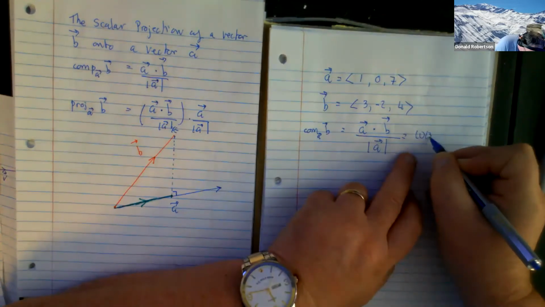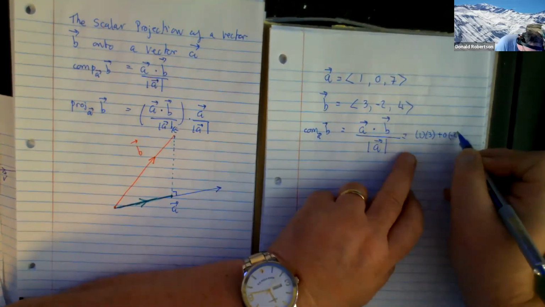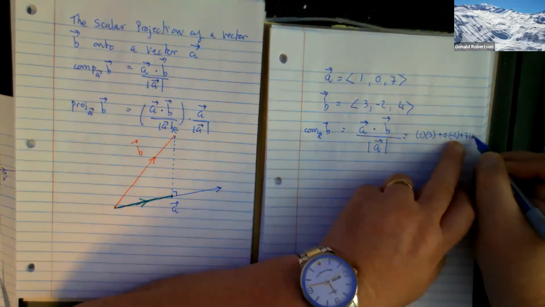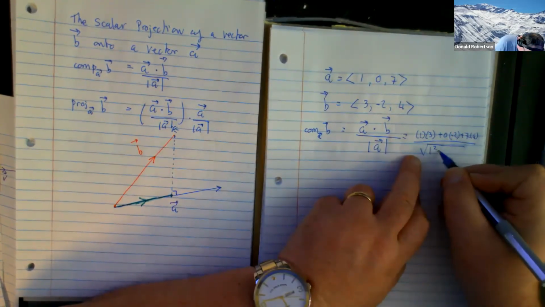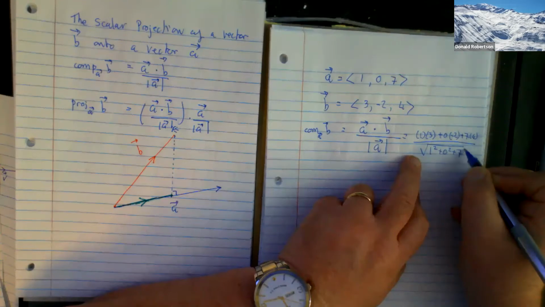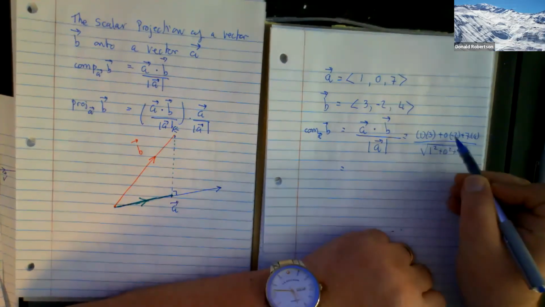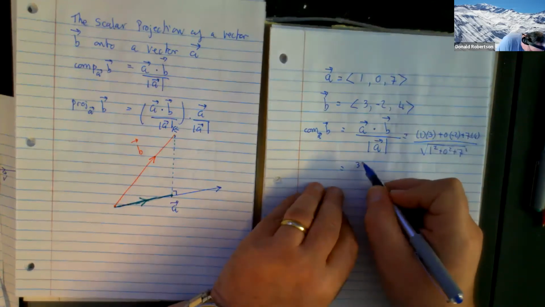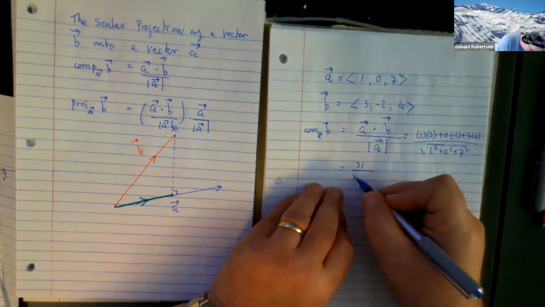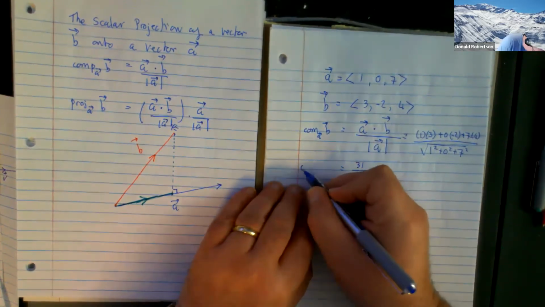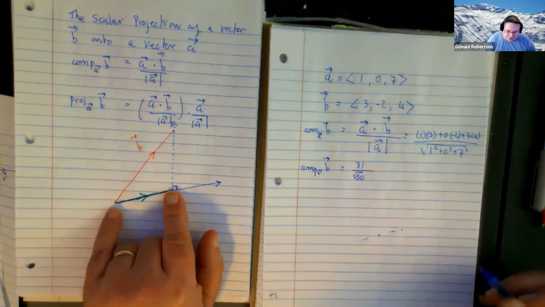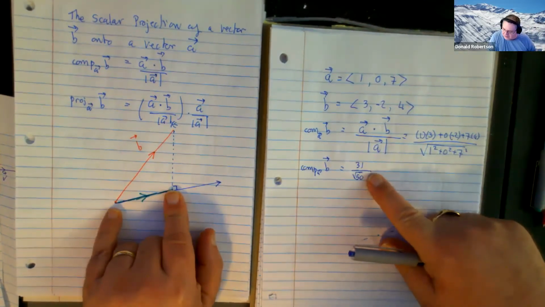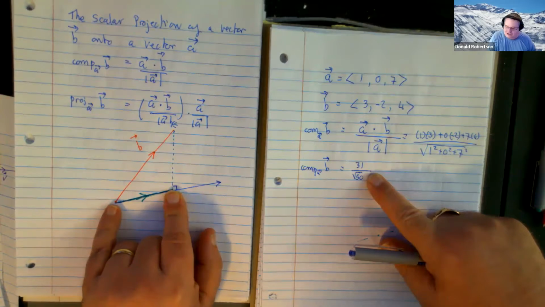That's 1 times 3 plus 0 times -2 plus 7 times 4. It's on the top. And on the bottom, it's the magnitude of this fella. So what's that? 1 squared plus nothing squared plus 7 squared. 3, nothing, 28, that's 31. 49 plus 1 is 50. Okay, I can handle that. So if you want to know how long is that vector, that's how long it is. That's the scalar projection of B onto A, means how long is the shadow.